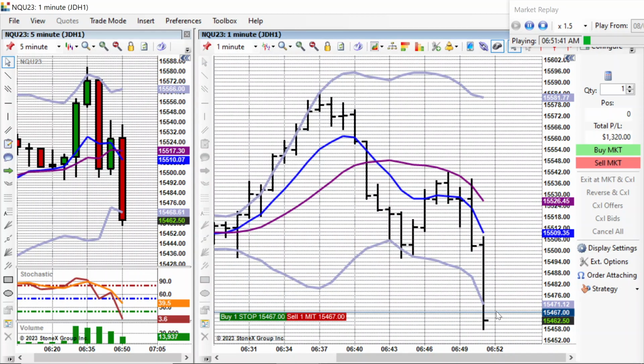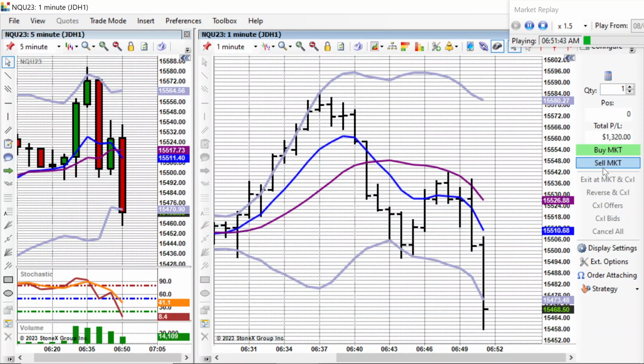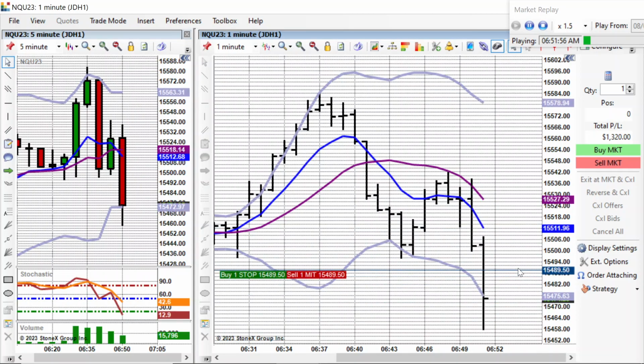I could have stayed in this a little bit longer. Probably missed out on a little profit, but see, at this point I've got $1,320. It's going to be a little less than that in reality, but I'm not too worried about leaving a little bit on the table. As long as the targets are getting hit, that's mainly what I care about.